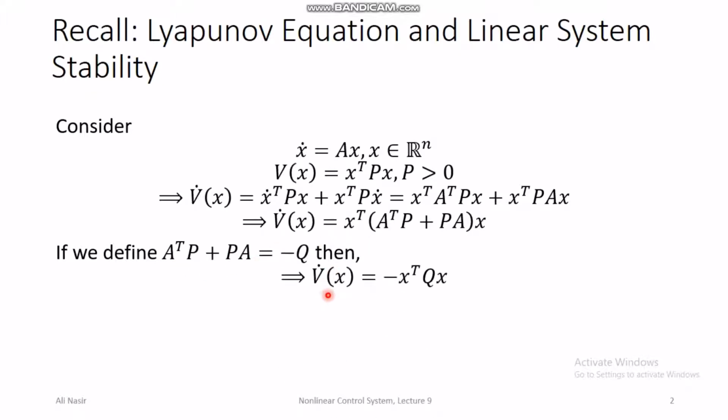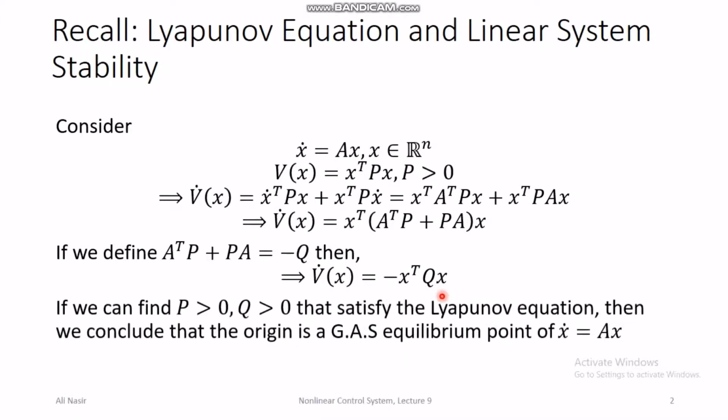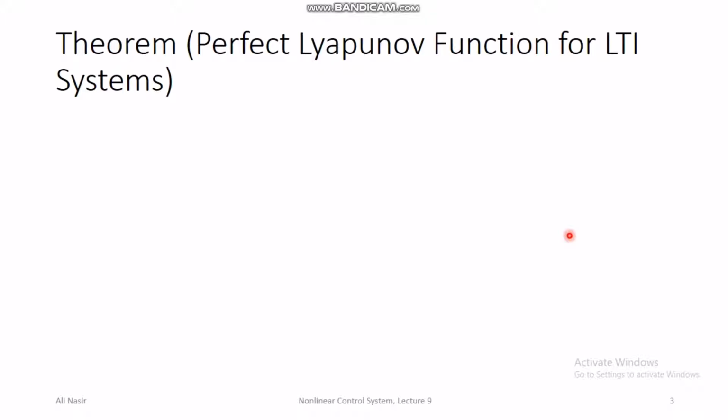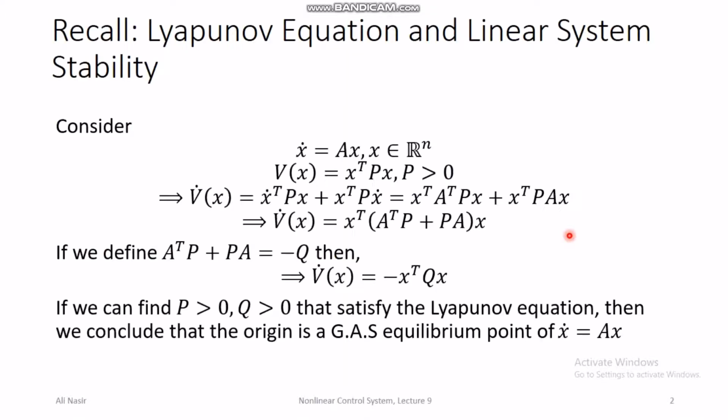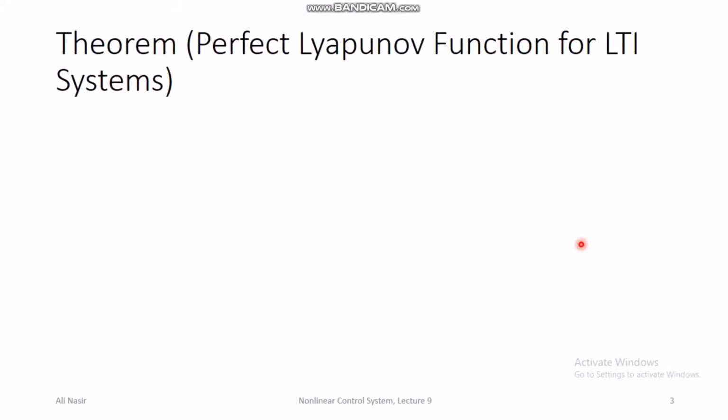So this implies that V dot is actually minus x transpose Q x, and if we can find P greater than 0 and Q greater than 0 that satisfy the Lyapunov equation, then we can conclude that the origin is a globally asymptotically stable equilibrium point of the linear system x dot equal A times x. This is where we left off in the last lecture, and today we are going to continue discussing this. So there is a theorem.